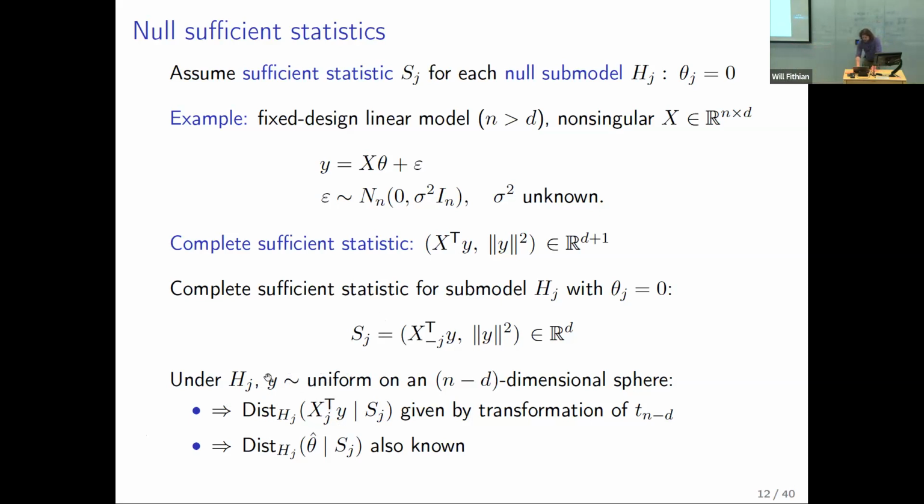Okay, so this conditional uniform distribution is what we're implicitly appealing to when we perform CPAP. For example, we know the distribution of Xj transpose Y, conditional on that sufficient statistic, is given by some transformation of the statistic. But in particular, under the null model, conditional on the sufficient statistic, we also know the distribution of the estimator. We know the distribution of anything. Again, that follows from the fact that this is the null model.